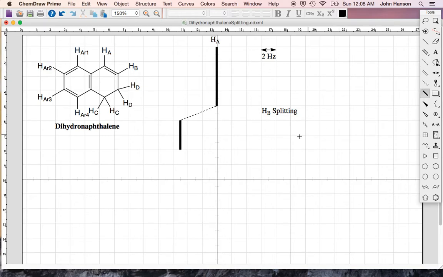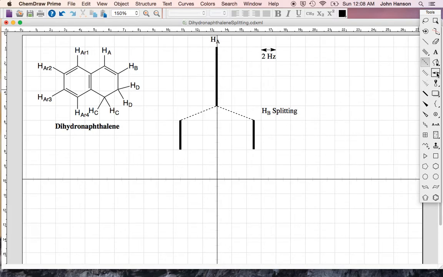So let me draw that one. Again, I'm going to start here. I'm going to go over another 5 right to there, and I'm going to draw my peak. Same height, there it is. And if I want to connect it with a dashed line so I can see those two go together, there it is.